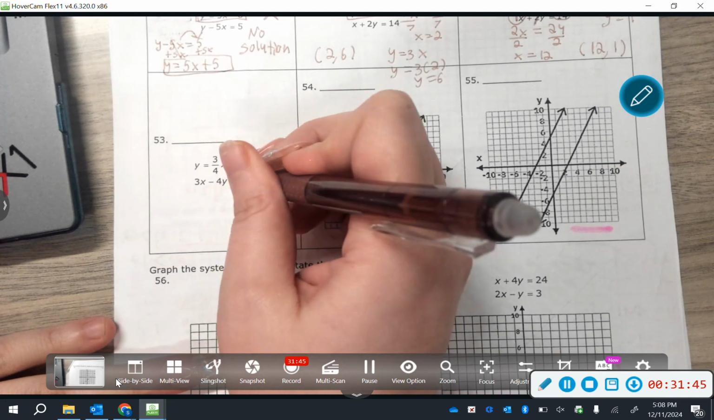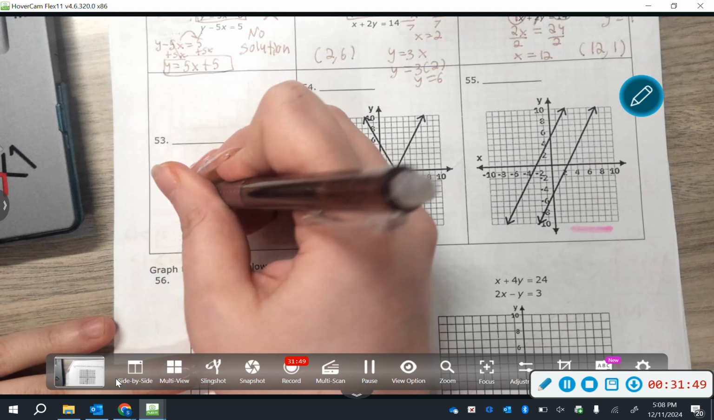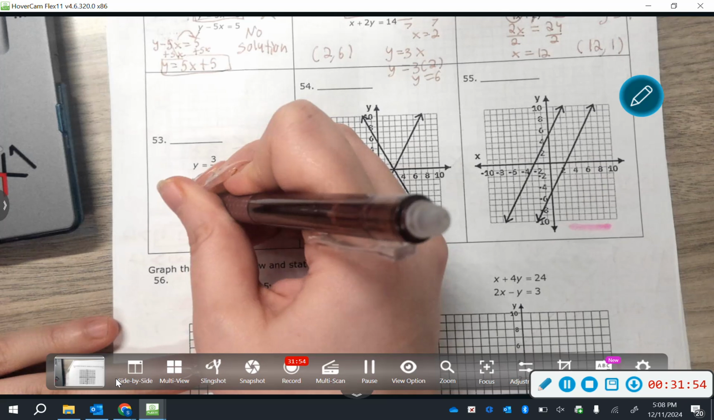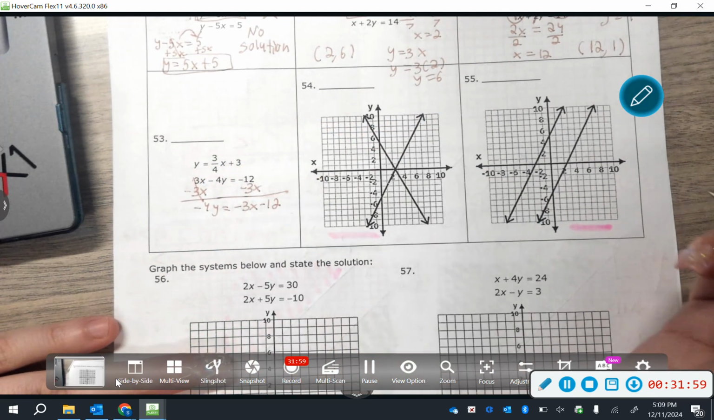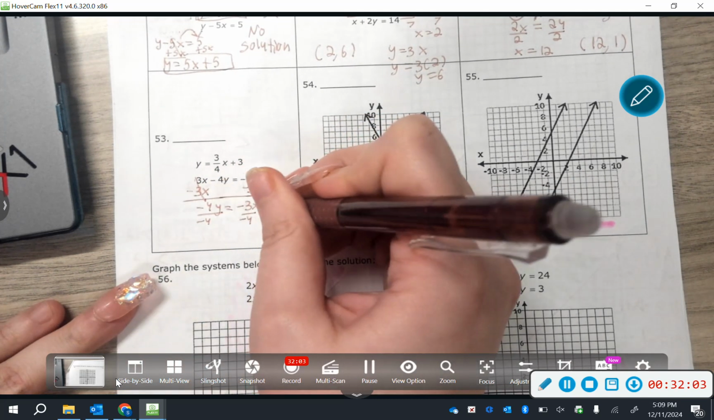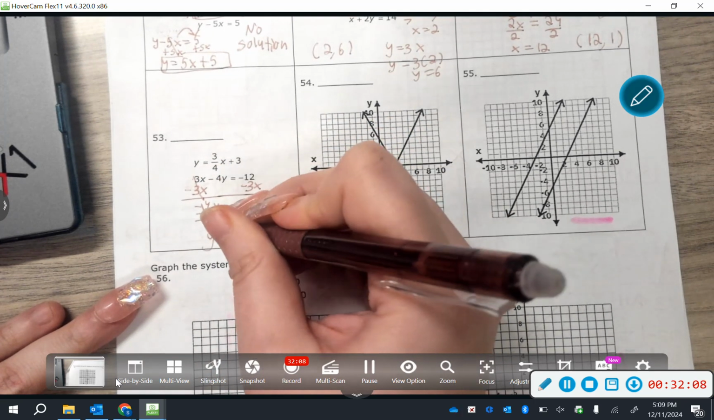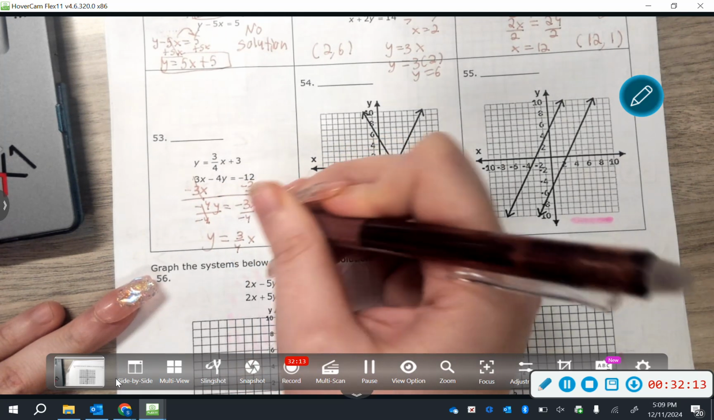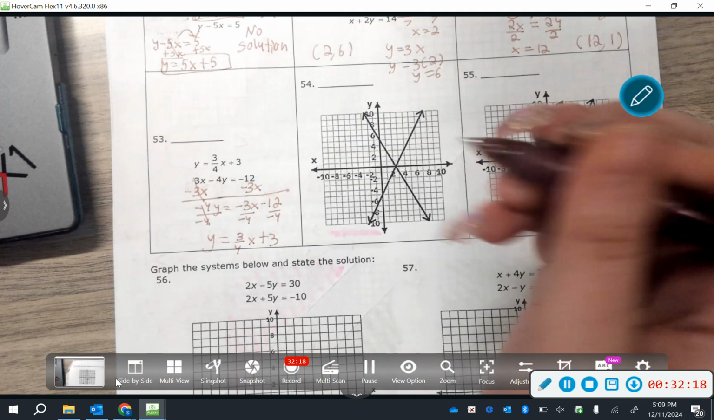We got 3x minus 4y equals negative 12. To move the 3x, we're going to do the opposite. So minus 3x to both sides. Negative 4y equals negative 3x minus 12. I don't want negative 4, so divide by negative 4 on everything. Y equals, if I plug this in my calculator, it would be 0.75, which is positive 3/4 x. Negative 12 divided by negative 4 is positive 3.